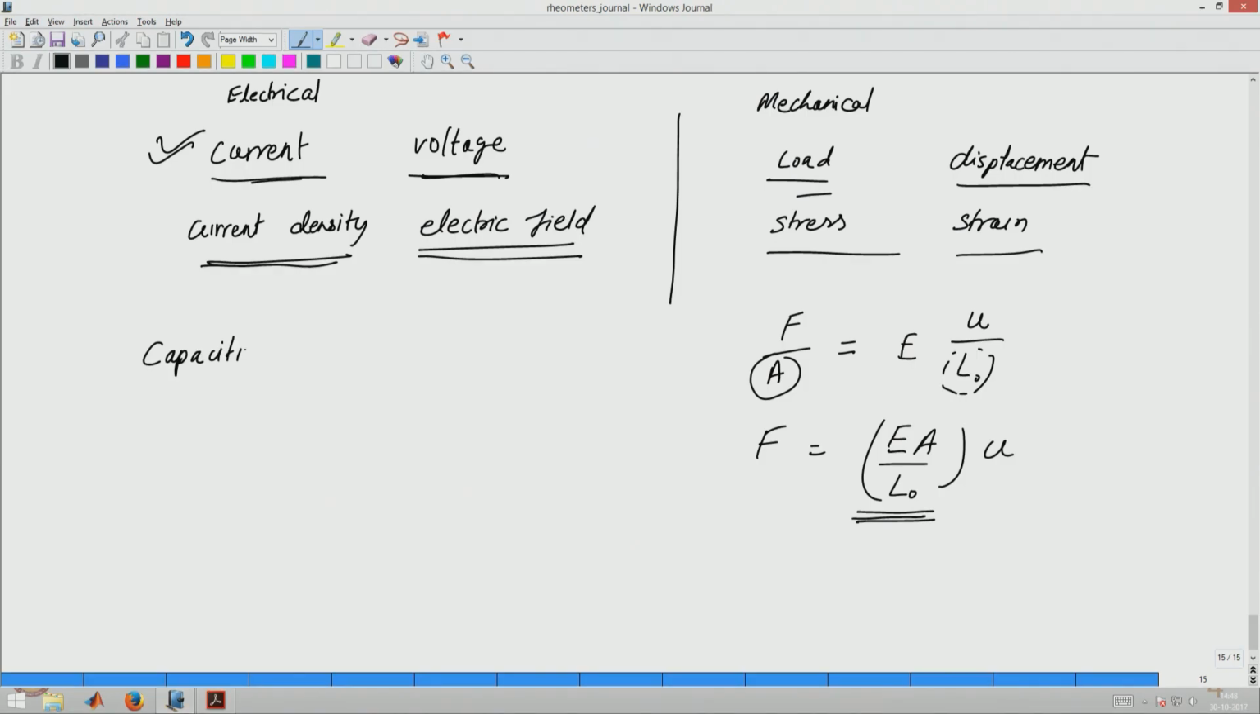Capacitive will imply energy storage, right, and the resistive will imply energy dissipation.